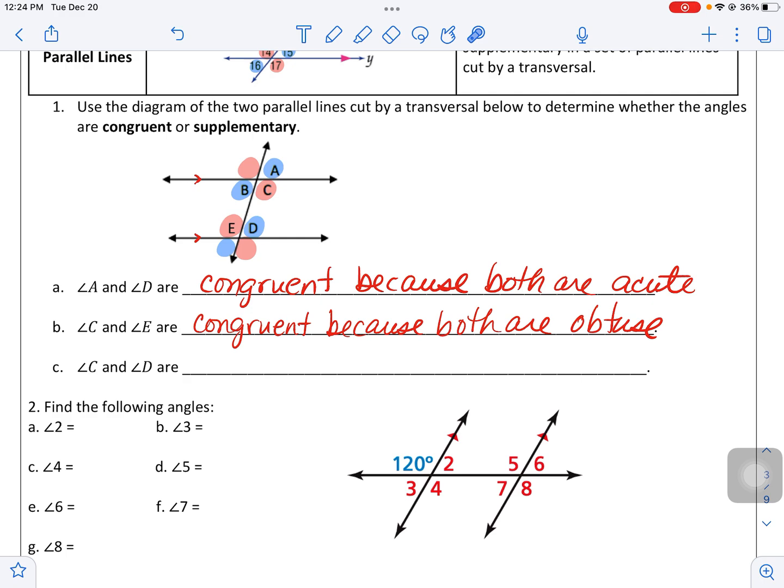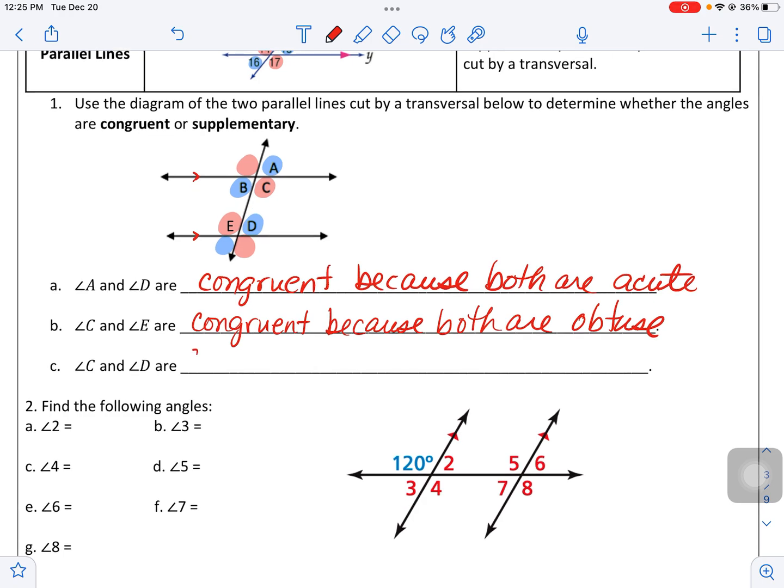The next one talks about C and D. Here's C, here's D. Do you see how one's red and one's blue? Because there's one of each color, one's acute and one's obtuse, that means they're going to be supplementary. They're supplementary because one is acute and one is obtuse.